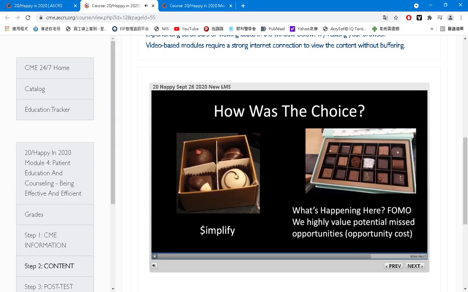A lot of data, a lot of research has been done on patient choice, consumer choice. And the bottom line is that I don't want you to offer me too many choices. In fact, whether it's jam or clothes or chocolates or probably refractive surgery, if there's too many choices, I will rate it as a less valuable, less enjoyable experience. FOMO, it's fear of missing out. We highly value potential missed opportunities.